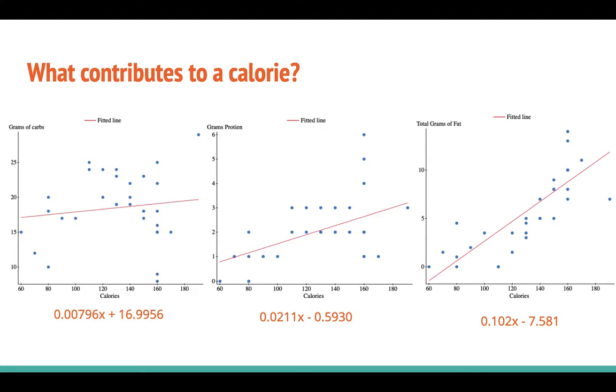0.0076 grams. As you move on to the second graph, you see that it's slightly better linearly correlated. As calories increase by 1, the protein increases by 0.0211 grams. And finally, our third graph, how total grams of fat contribute to a calorie, is clearly the best linear correlation. As the calories increase by 1, grams of fat increase by 0.102 grams.